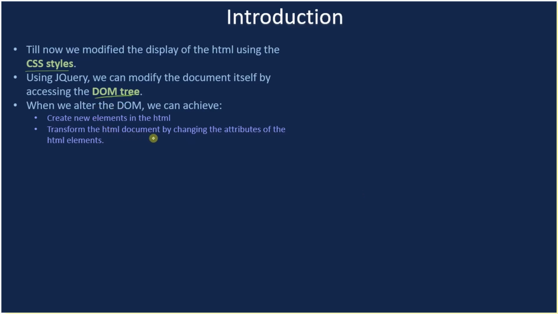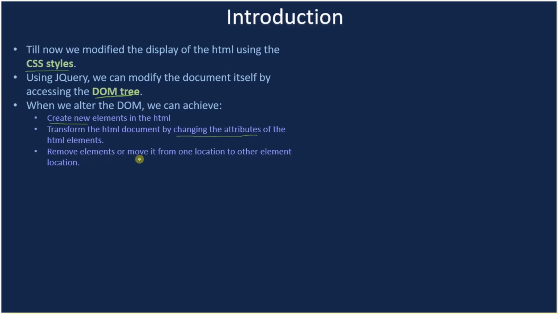Transform the HTML document by changing the attributes of the HTML. So here we are talking about creating a new element, and in this case we are talking about changing the attributes. An HTML tag can have multiple attributes. Previously we saw adding attributes, for example the class attribute and other attributes. Here, in DOM manipulation, you can also change the attributes.